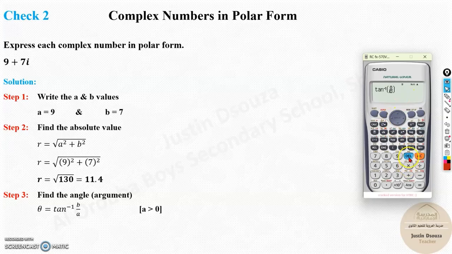Let us do this. Tan inverse b by a. What is the b value? b is up and a is down. Solve it up. The answer is 0.661. So just use the calculator.